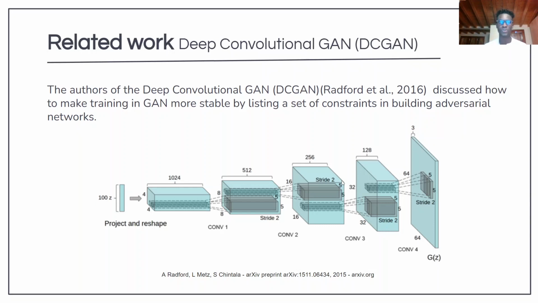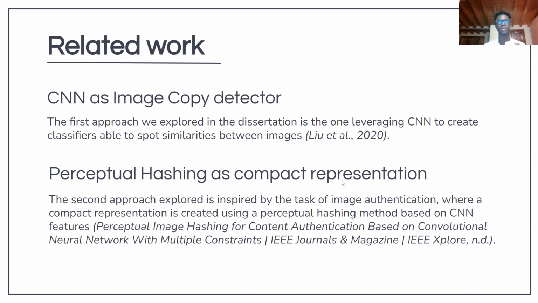And this generative network is the one that we use in our image copy detector. So there are two approaches to image copy detection. One is based on convolutional neural networks as image copy detector. So we train a convolutional neural network on a set of copyrighted images, and then once we train the model, we make it infer from a query image whether this is a violation or not. So this is the first approach.